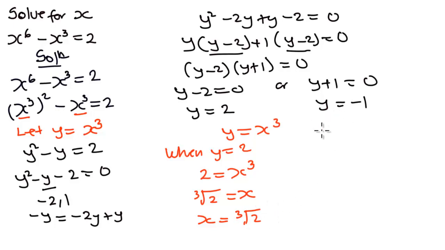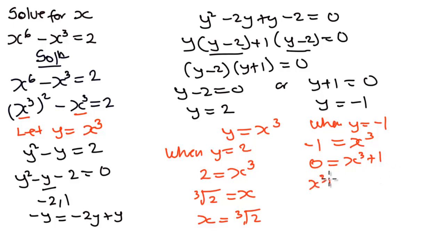Now let's consider when y is equal to negative 1. So when y is equal to negative 1, what happens to x? And so we are going to have negative 1 is equal to x cubed. So over here, we are going to push negative 1 to the right hand side. So we are going to have 0 to be equal to x cubed plus 1. And so from here, we are going to have x cubed plus 1 to be equal to 0. Now you can rewrite 1 as 1 cubed, and then this as x cubed plus 1 cubed to be equal to 0.